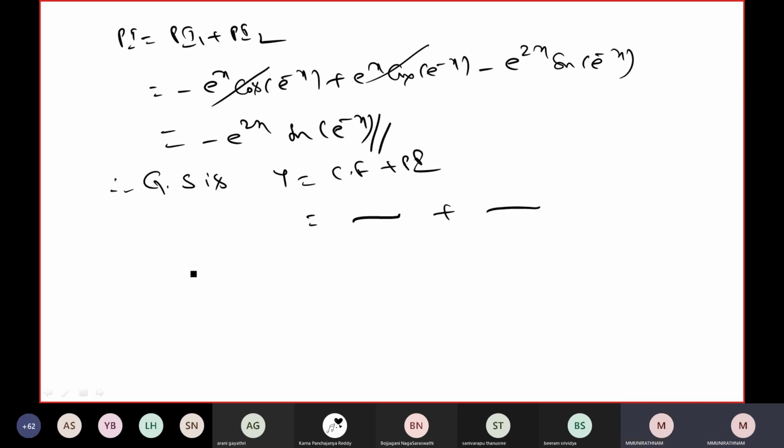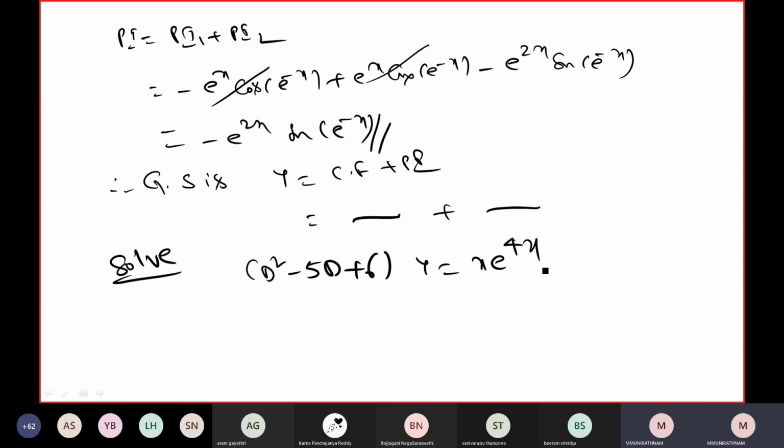అయిపోయిన వాళ్ళు ప్రాబ్లం చేయండి. సాల్వ్ d square minus 5d plus 6 into y equal to x e power 4x. సో దీన్ని మనం e power 4x e power ax into v మెథడ్ లో చేయొచ్చు, బట్ ఇలా చేస్తే ఏమవుతుందో చూద్దాం. ఓకేనా?